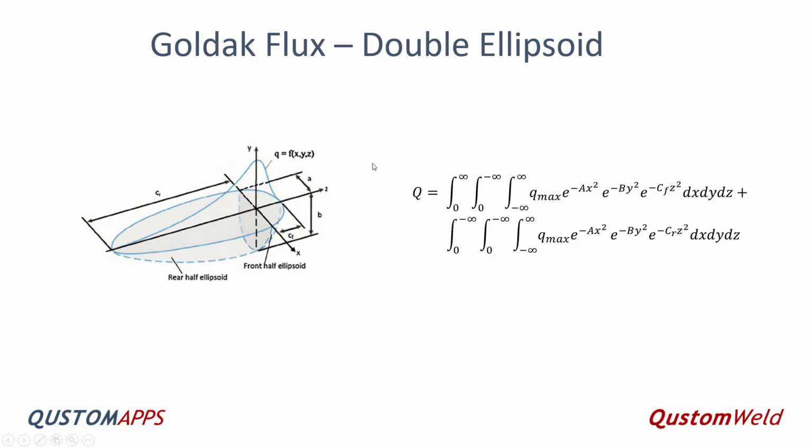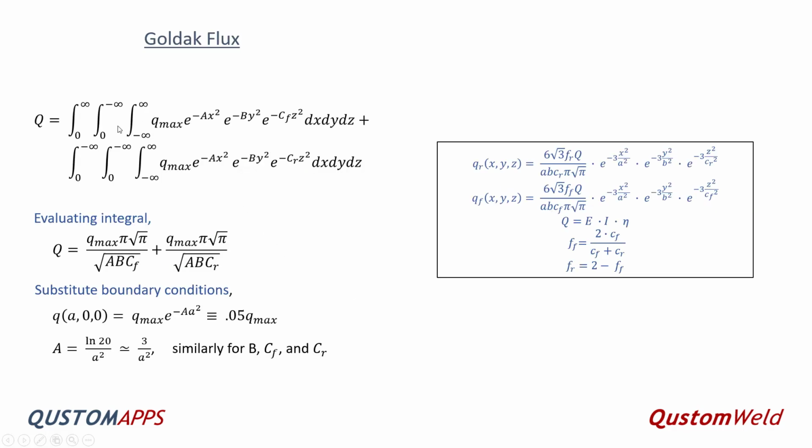So with those quantities, we will develop a tool within QustomWeld that can manage the flux intensity based on this shape. The standard Goldak equation that represents this energy distribution is as we see here. When we evaluate that integral, basically it's integrating this flux intensity to get the amount of energy put in via the current, voltage, and efficiency. And when we do that, we boil all this down to a number of constants.